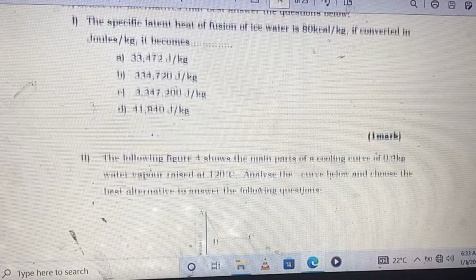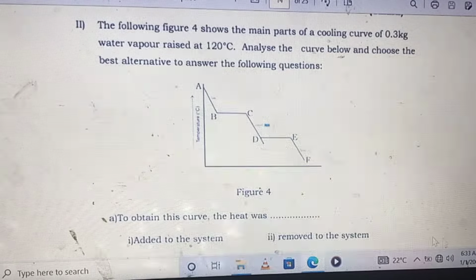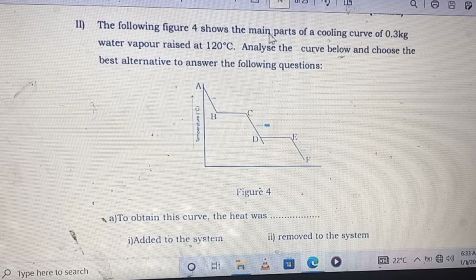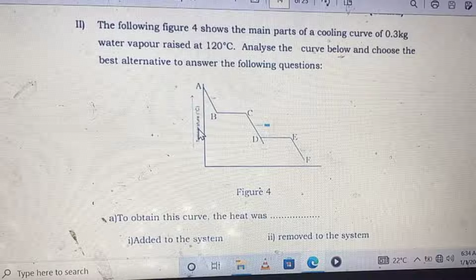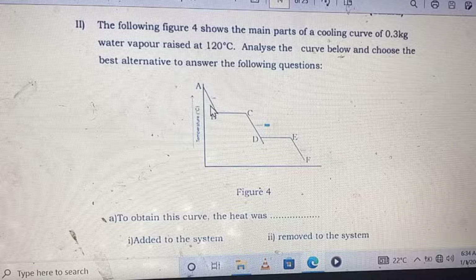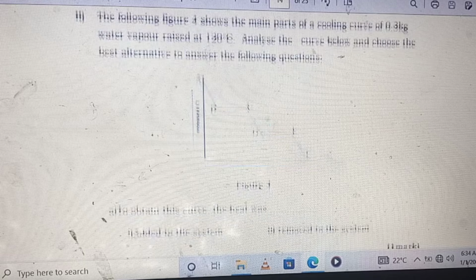Next question I2. The following figure 4 shows the main parts of cooling curve of 0.3 kilogram water vapor raised at 120 degrees Celsius. Analyze the curve below and choose the best alternative to answer the following question. We have temperature. This is A, B, C, D, E, F. A.